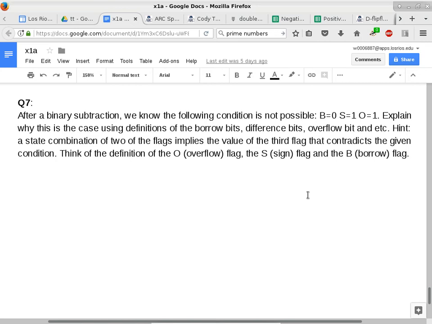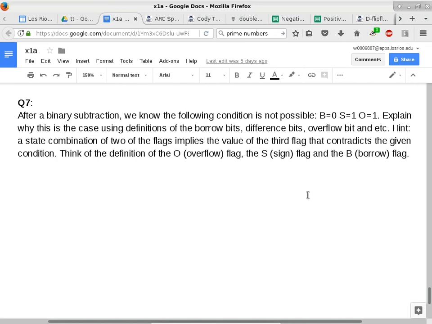After a binary subtraction, I'm just reading the question here, we know the following condition is not possible. In other words, don't even try to find a case to make this true because I'm telling you it is not possible. The borrow flag is a 0, the sign flag is a 1, but this time it is not possible because I also throw in the overflow. I tell you that overflow has to be a 1, and that makes it not possible.